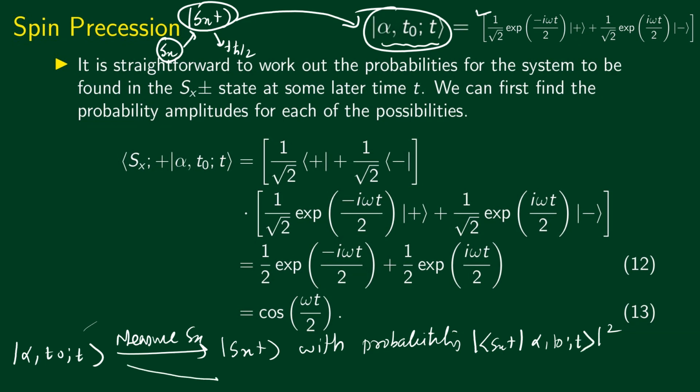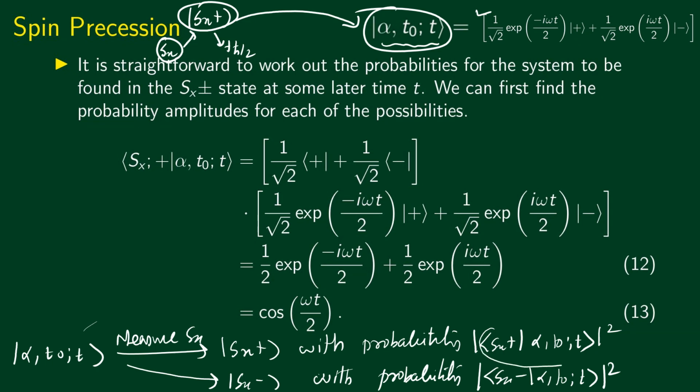Okay, and it will change to |Sx−⟩ with probability given by the modulus squared of ⟨Sx−|α, t0; t⟩. Now whatever appears inside is usually referred to as the probability amplitude, because you get the probability by taking the modulus square of this. So this is called the probability amplitude. Okay. So we can first find the probability amplitude for each of the possibilities.